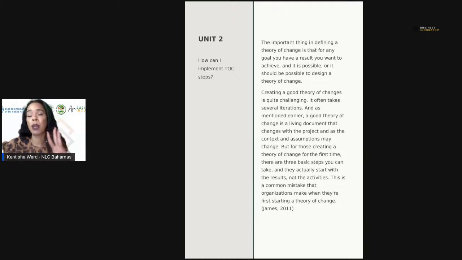But for those creating a theory of change for the first time, there are 3 basic steps that you can take, and they actually start with the results. So the theory of change doesn't start with what you're going to do first. It starts with the results you want to be able to see and working backwards. So you want to have a business, you see your big business. Now, what steps are we going to take, working back from the big business to where we are now, so that we can define the steps that we need to take to get to that big business?